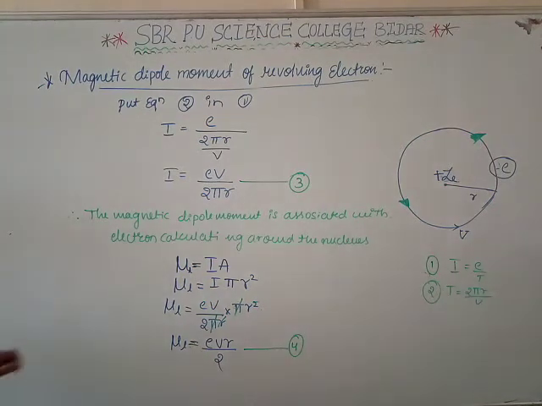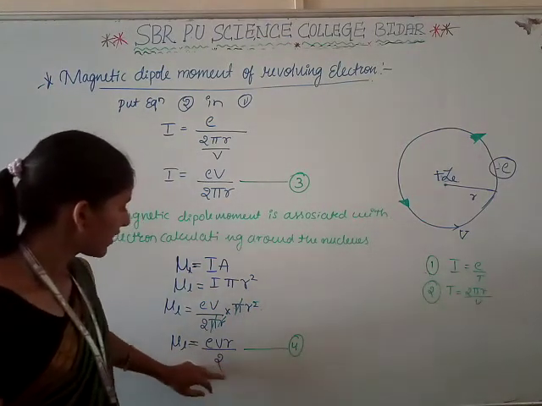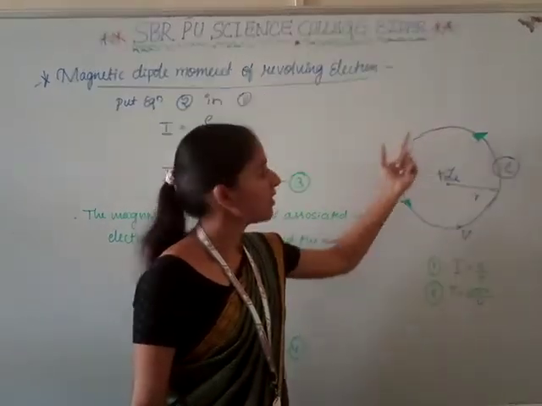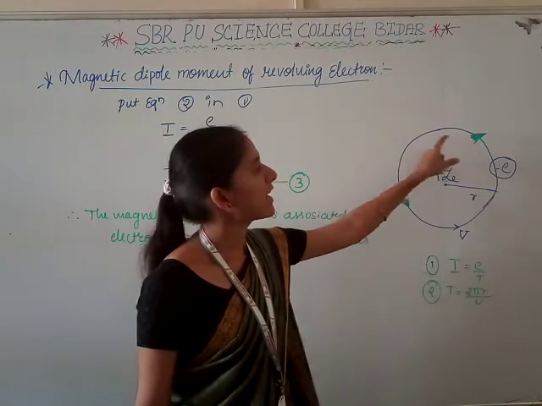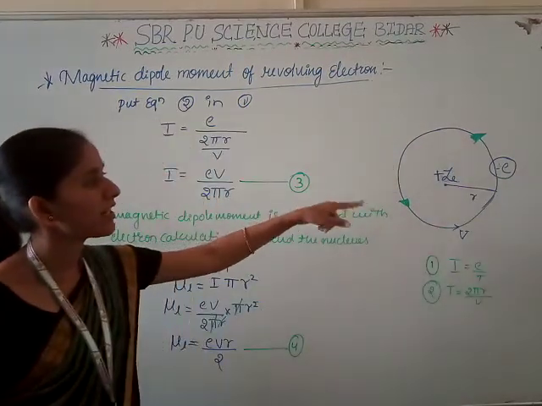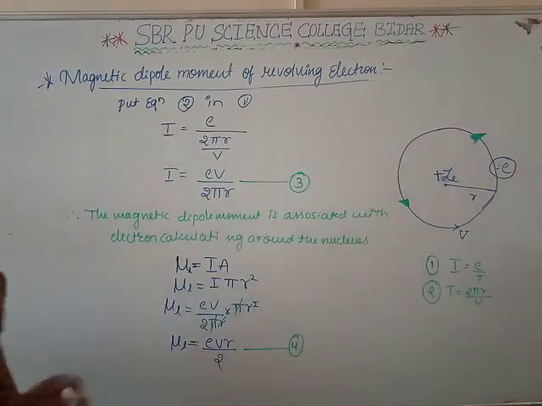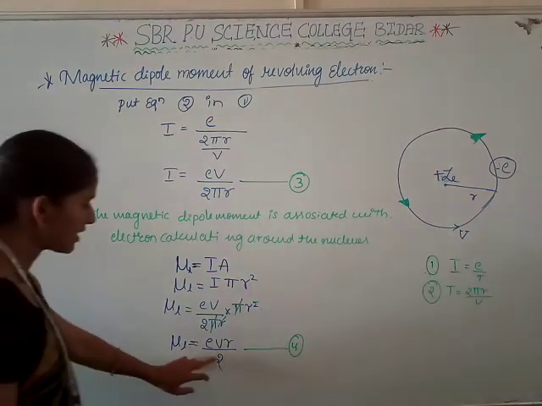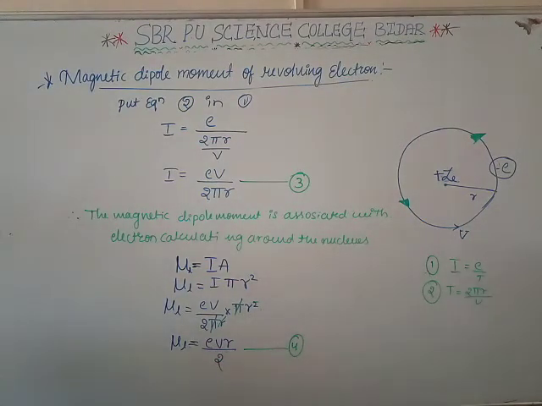Here μL is equal to eVr divided by 2, which is equation 4. The direction of an electron moving around the nucleus is anticlockwise, and the anticlockwise direction is equal to the clockwise direction, which means the direction of the magnetic moment is into the plane of the paper. That is μL equal to eVr divided by 2, equation 4.